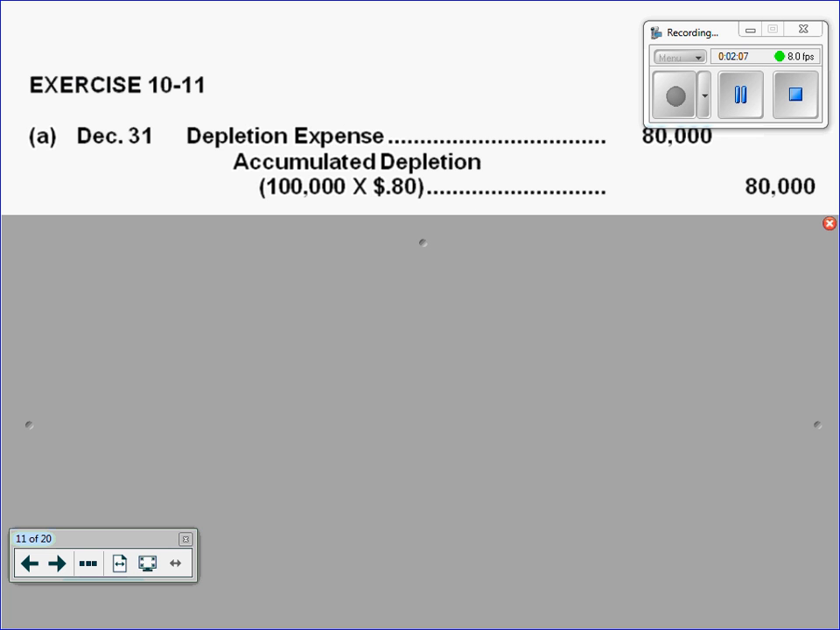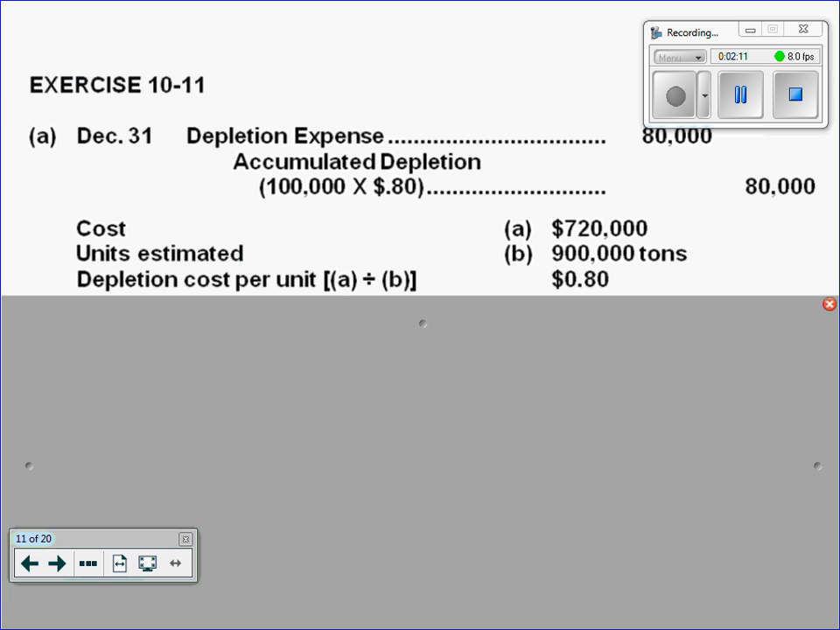How did we get to the 80 cents a ton? I would hope they showed us that. Looking for that 720,000 divided by the estimated units, 900,000 tons. When you divide, you'll get 80 cents a ton. So it didn't matter that we purchased it halfway through the year, because it's kind of like units of activity. How much did we actually take out? Do you guys have questions on that one at all?